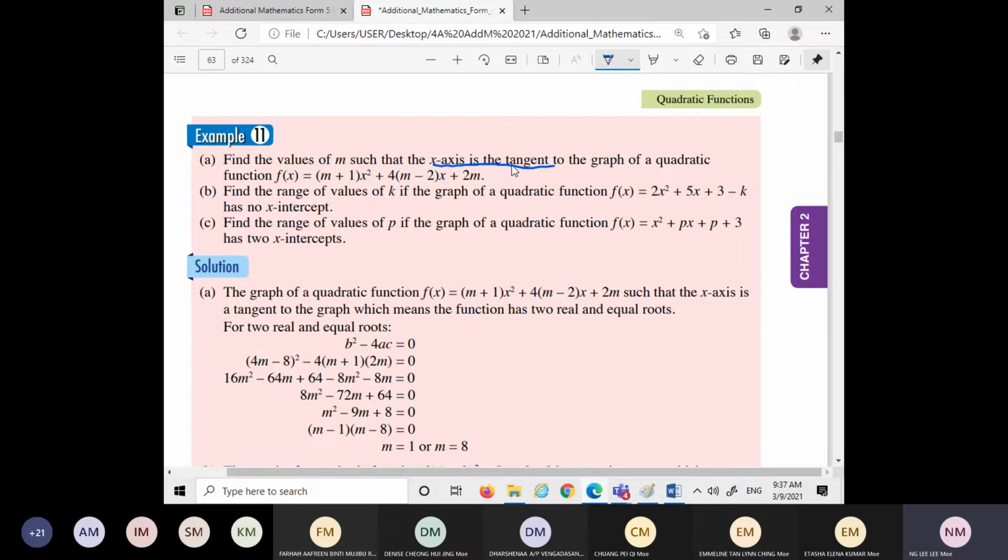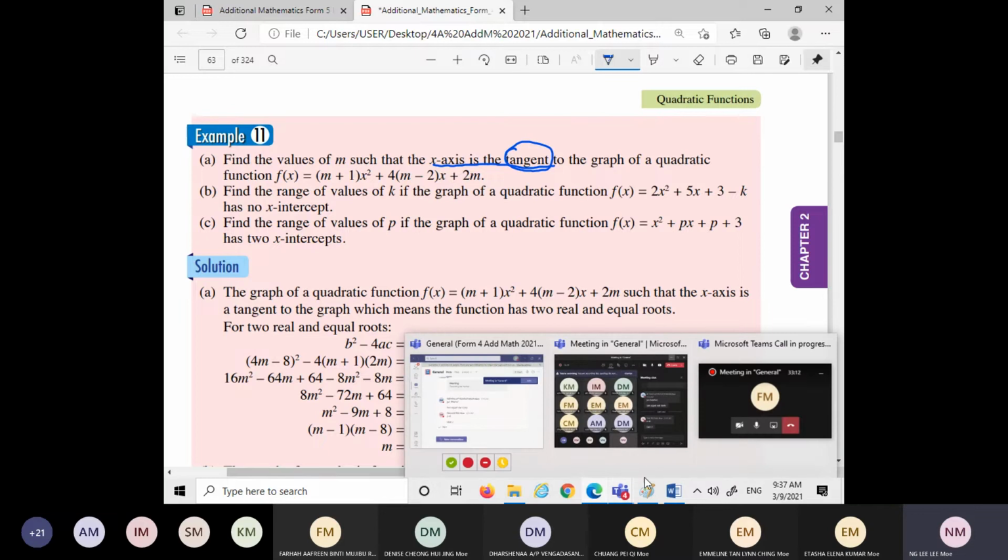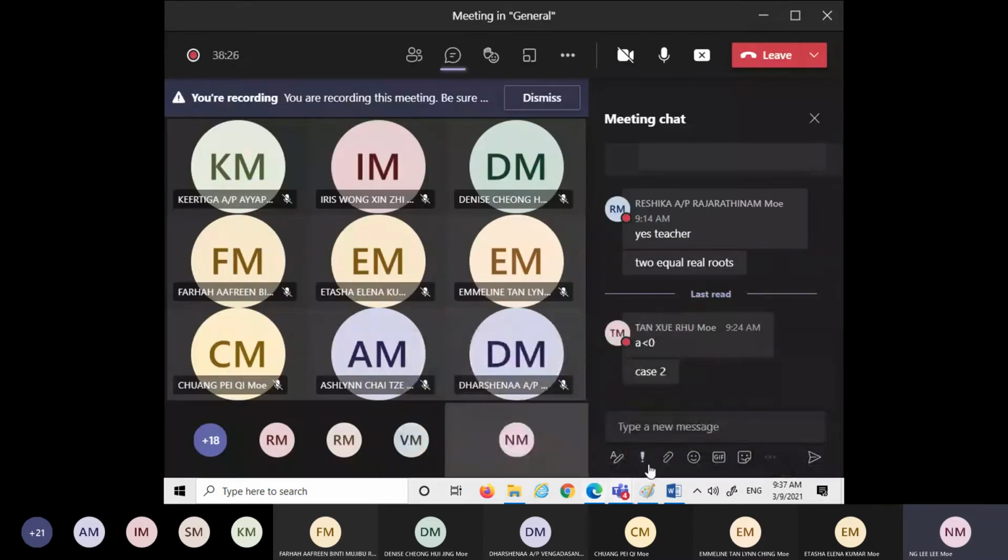What is the meaning of x-axis is the tangent? What's the meaning of this tangent? Can anyone describe the properties of tangent? Just now I didn't call your name, so you can freely answer me. What is the meaning of this tangent? What are the properties of the tangent? What type of properties will it bring?